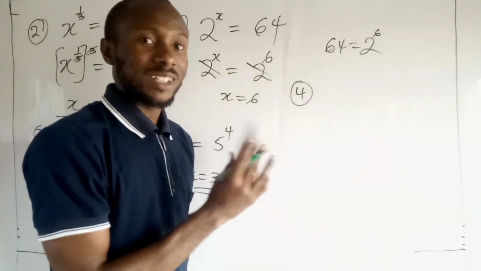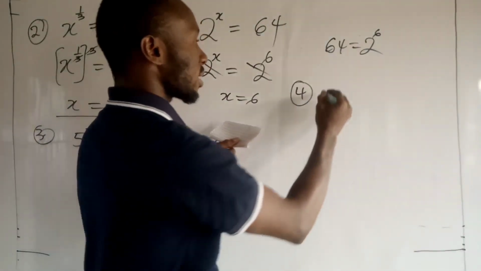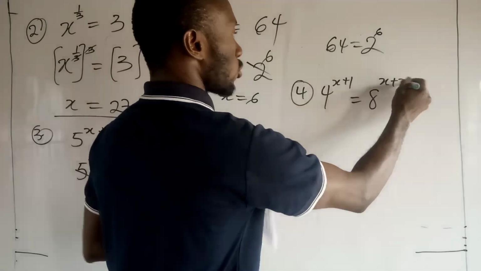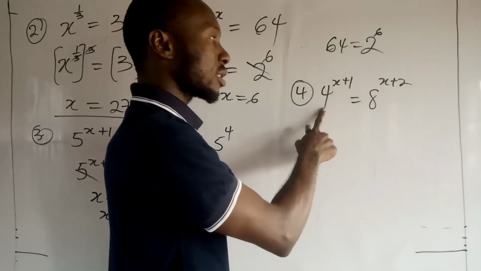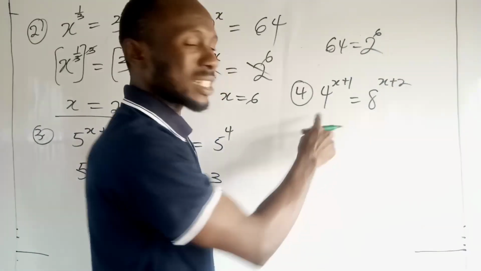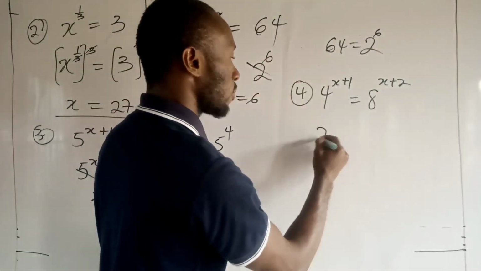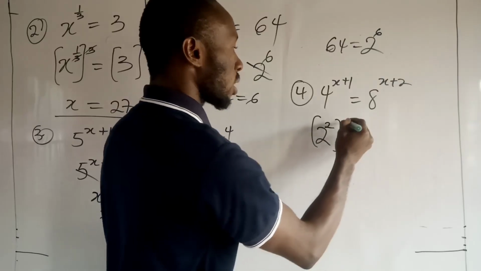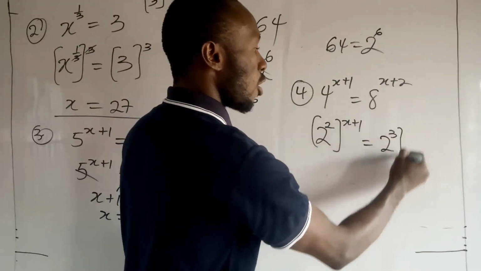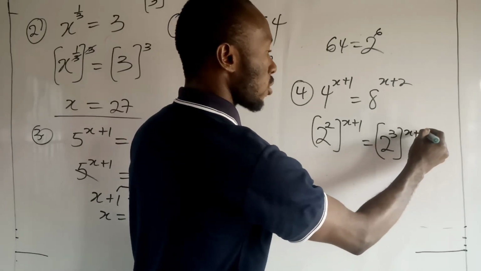Now question number 4. Please pardon my board arrangement. Question number 4 says 4 to the power x plus 1 is equal to 8 to the power x plus 2. These two can be written in their lowest common base in powers of 2. So 4 is the same as 2 to the power 2, all to the power x plus 1. Then 8 is 2 to the power 3, all to the power x plus 2.